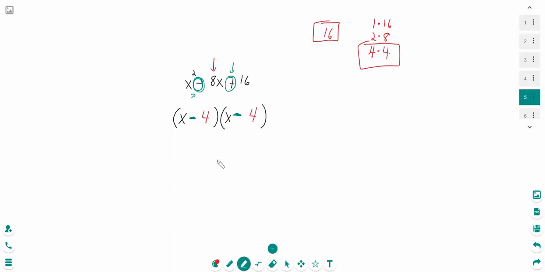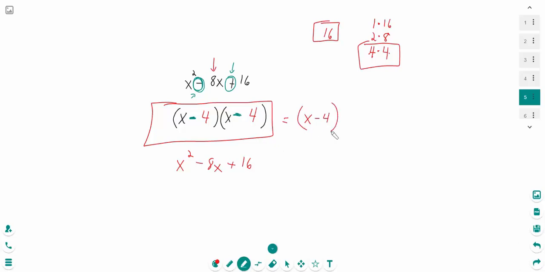Okay. Now let's just do a quick FOIL check. Make sure that we did this correct. We have our first x squared. We have our outside negative 4x plus our inside negative 4x, which is going to be a negative 8x. And then we have our last negative 4 times negative 4, positive 16. And if we compare that to our original problem, it matches. So therefore, this is our correct answer. We could even write this as x minus 4 squared. Be another way to write that.